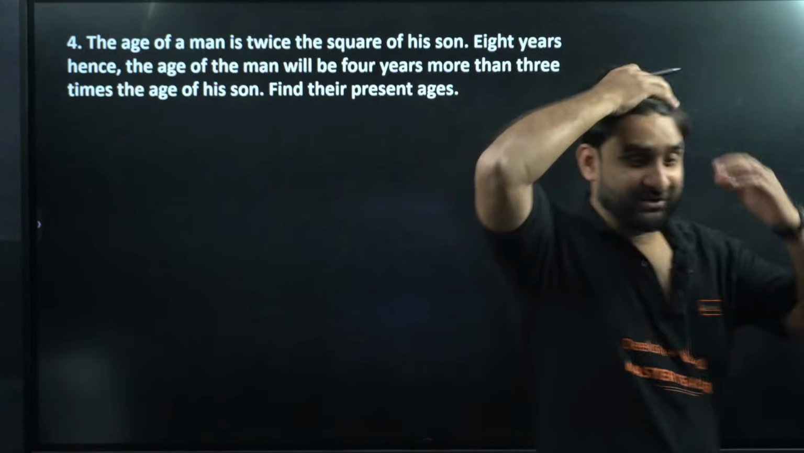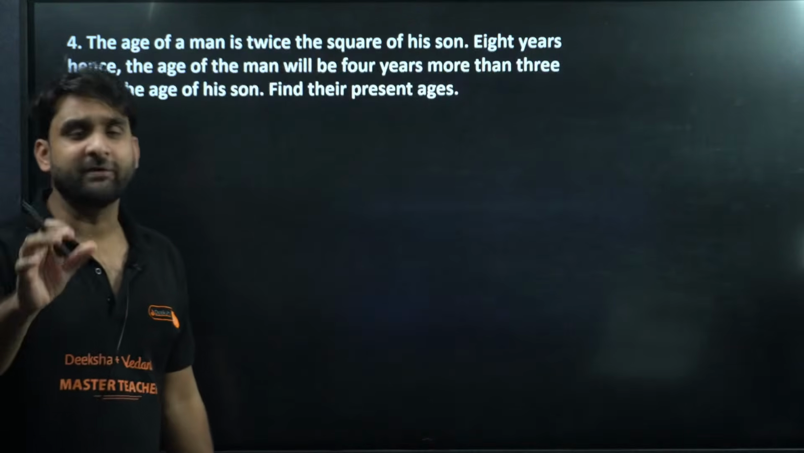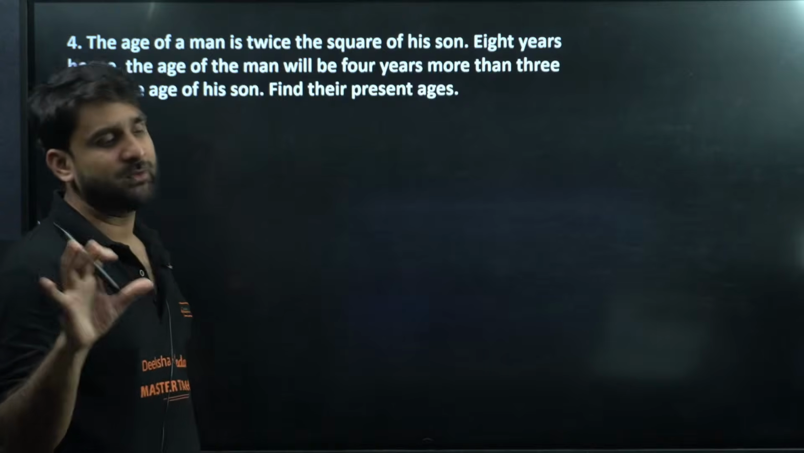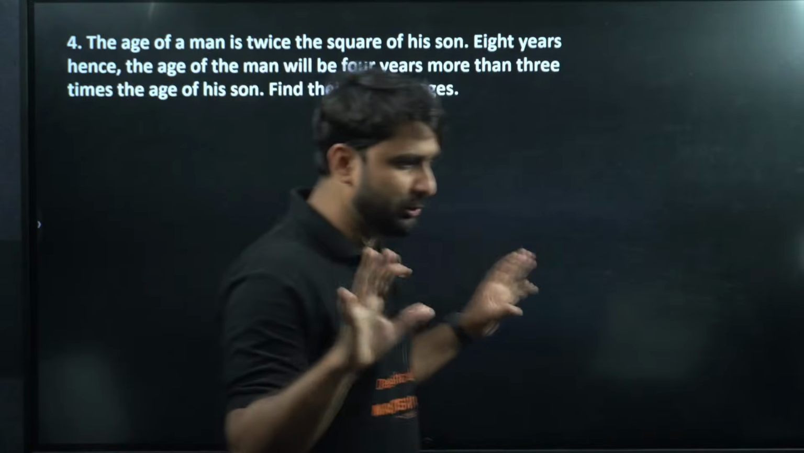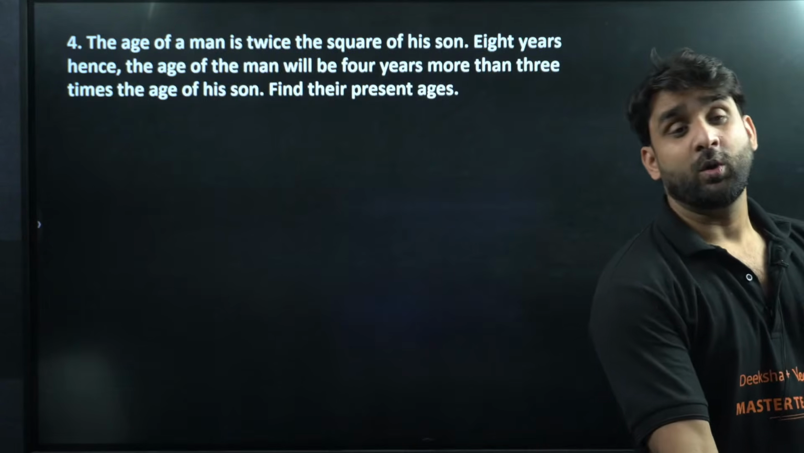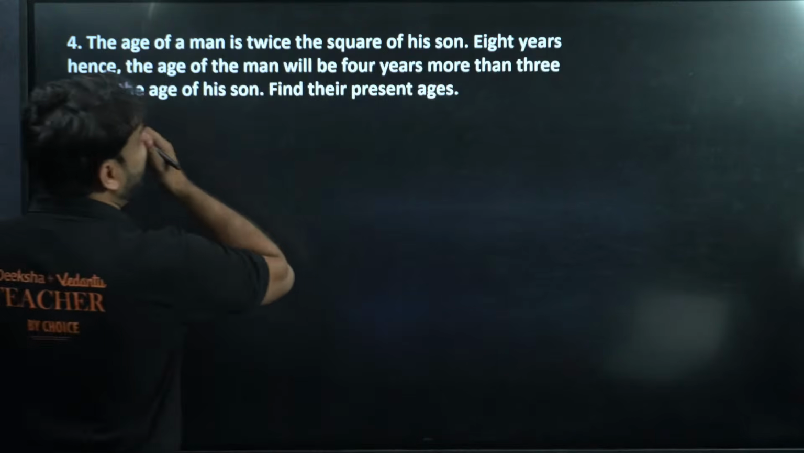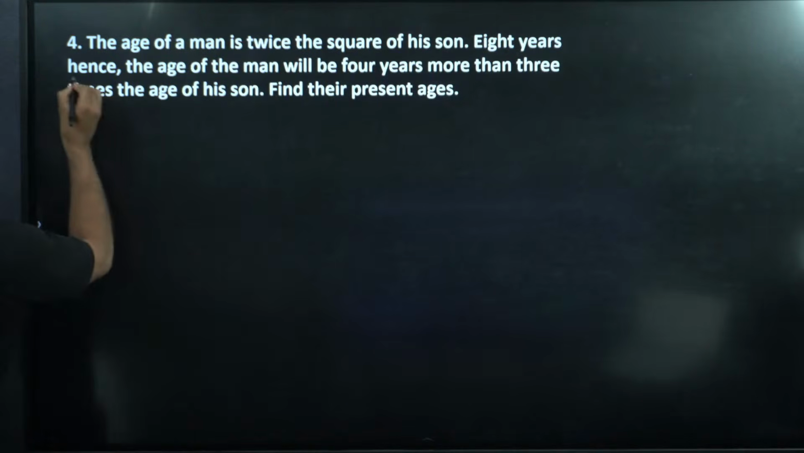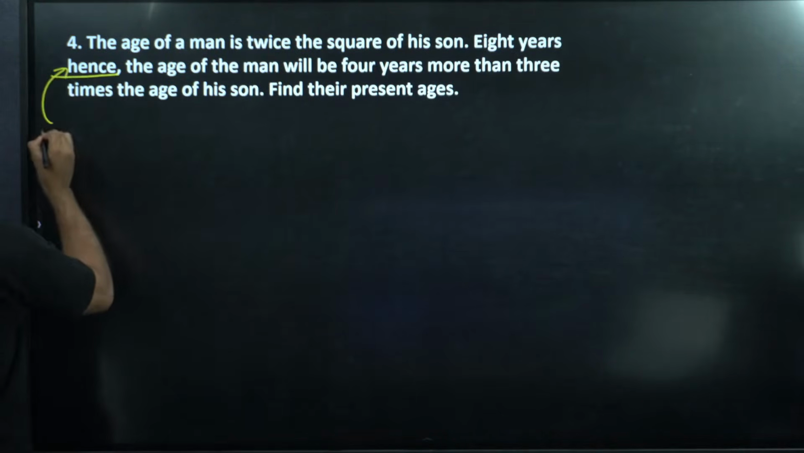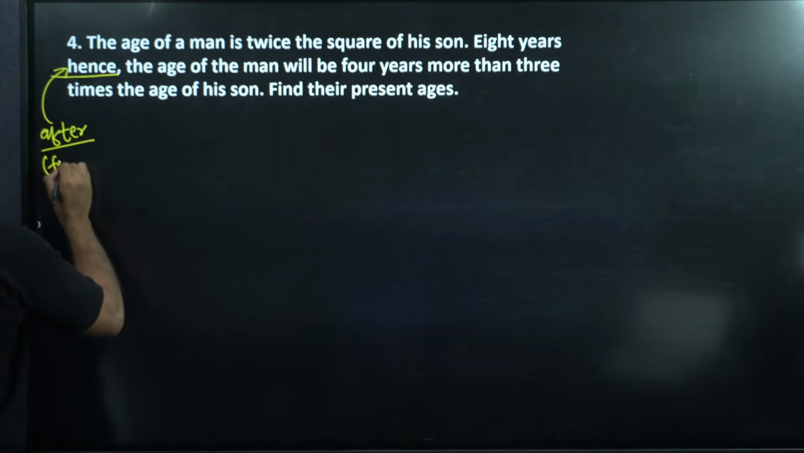Wow, this is a good question. Age-based question. Everyone, please read the question carefully first. Please read the question calmly. Be cool, and read the question. What is the question? The age of a man is twice the square of his son's age, 8 years hence. What does hence mean? Hence means after. After means we are talking about the future.